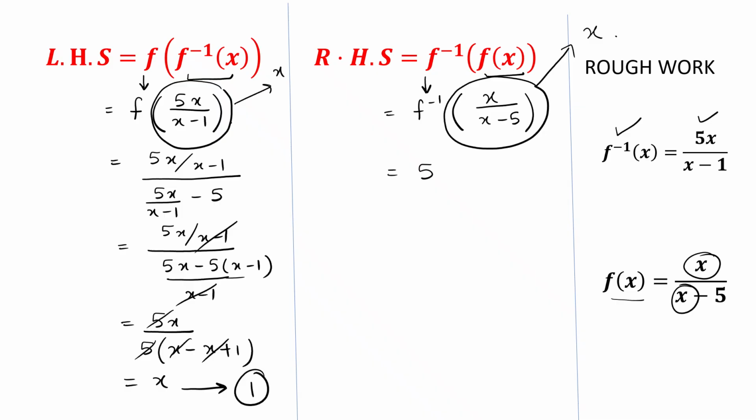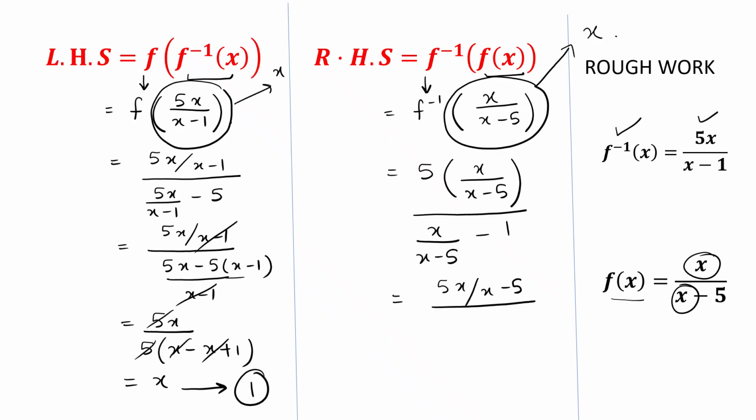So 5 into x over x minus 5, x over x minus 5 minus 1. 5x over x minus 5. The LCM is x minus 5. x minus x plus 5. 5 and 5 will cancel and x is left. Named it as equation number 2.